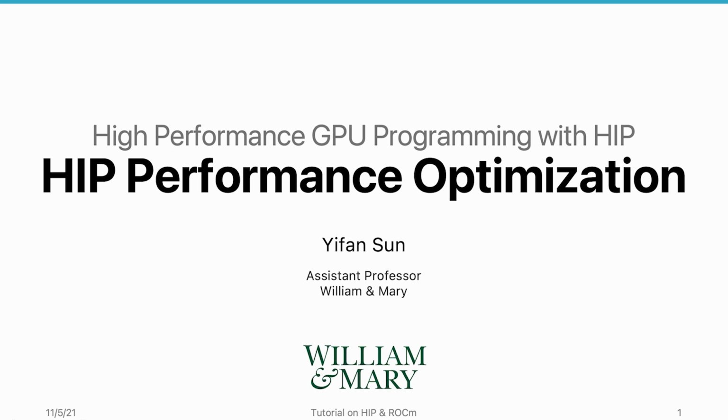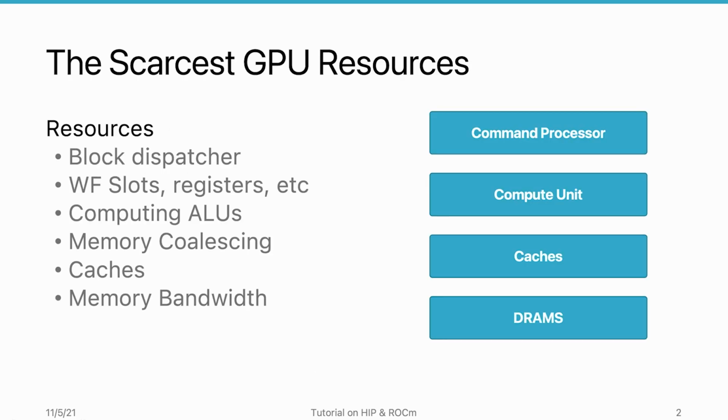Starting from this video, we're going to get into the second unit of heap performance optimization. Similar to the previous unit, let's start this unit by analyzing the scarcest GPU resources. In the previous unit, we have been discussing the block dispatcher, wavefront slot, registers, and computing ALUs. But other than computing resources, the memory side is also very important to the performance of a GPU program.